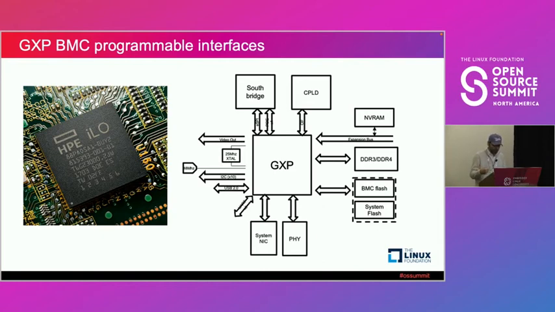We have a couple of SPI interfaces. So we have the BMC flash and the system flash. There's something interesting in the GXP ASIC. We can boot the host by using a ROM which is sitting in RAM instead of directly accessing the SPI devices. That's pretty efficient for updates or for testing.